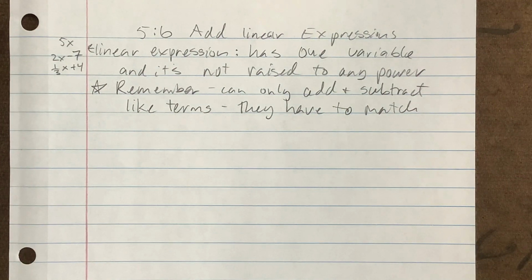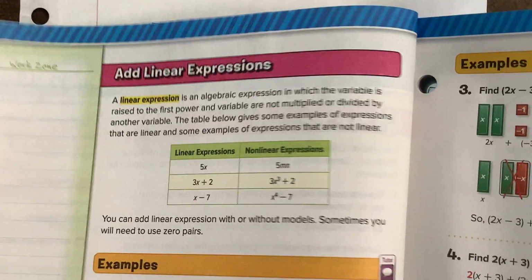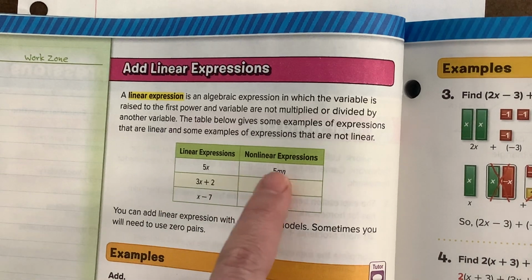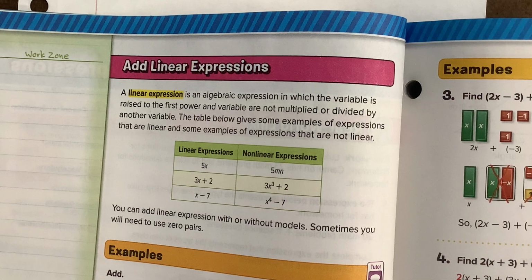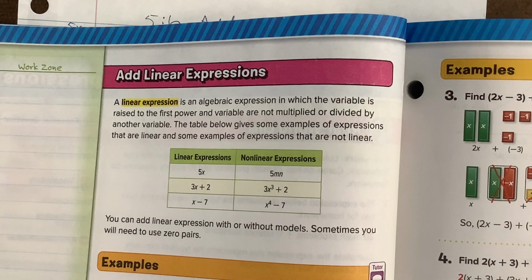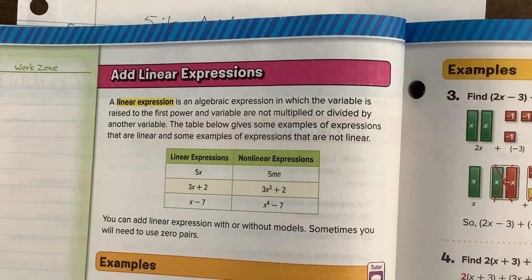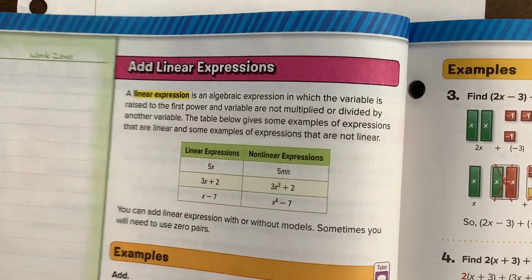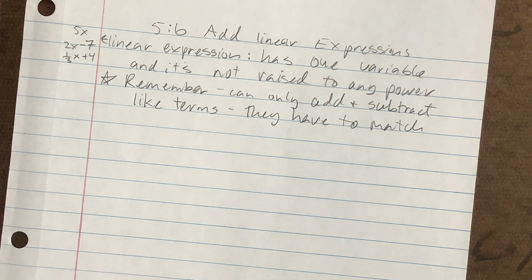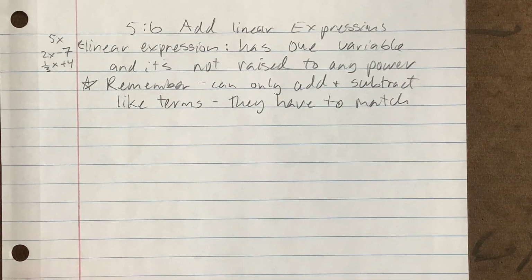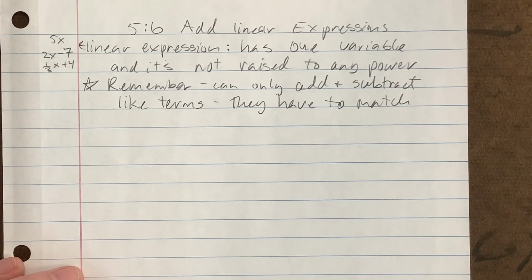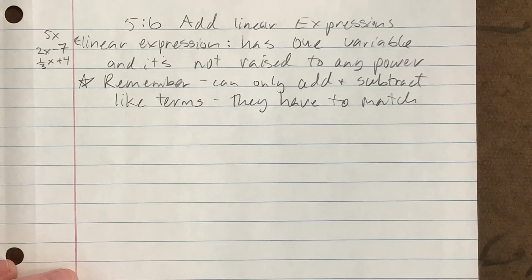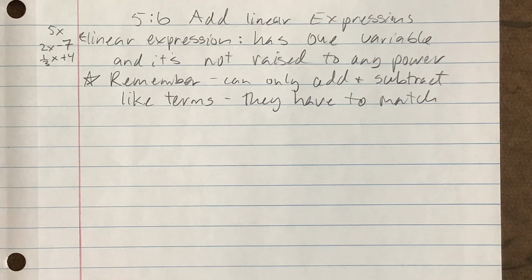Counter examples, things that are not linear expressions. Here's a little chart to show you. See how nonlinear has two variables, or is raised to the third power or to the fourth power. Those are nonlinear, and we'll talk about those probably in 9th grade. For now, we're going to focus on linear, meaning lines. When we get to an equation, those are going to be linear equations, and you can actually graph lines.